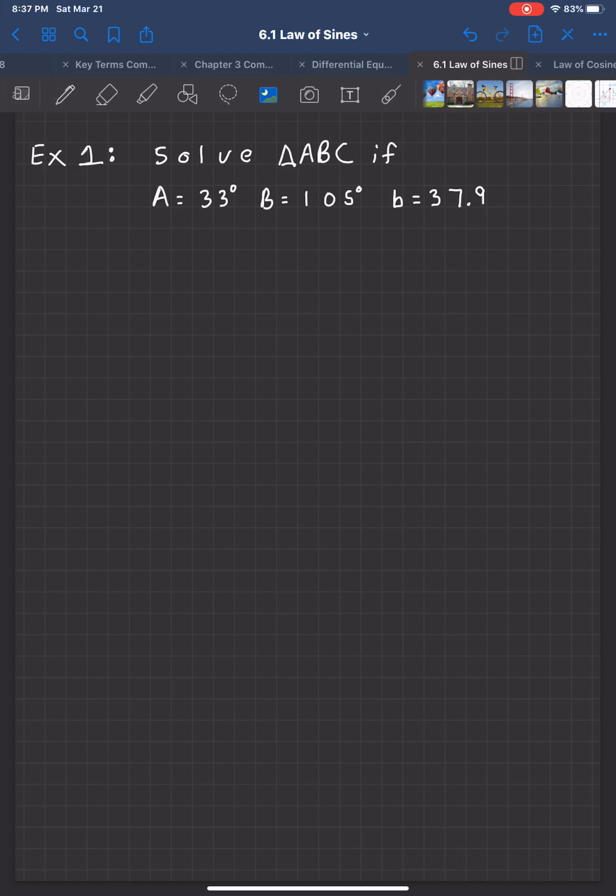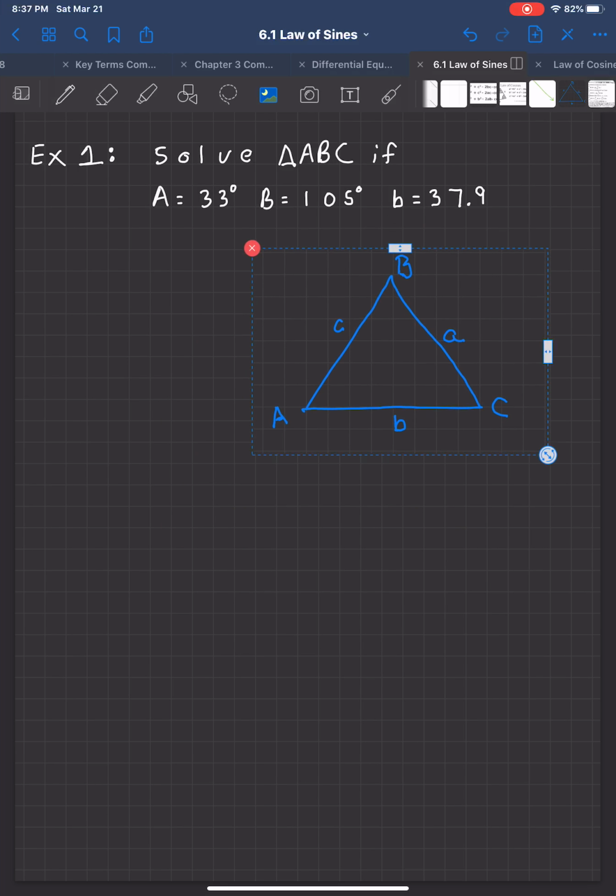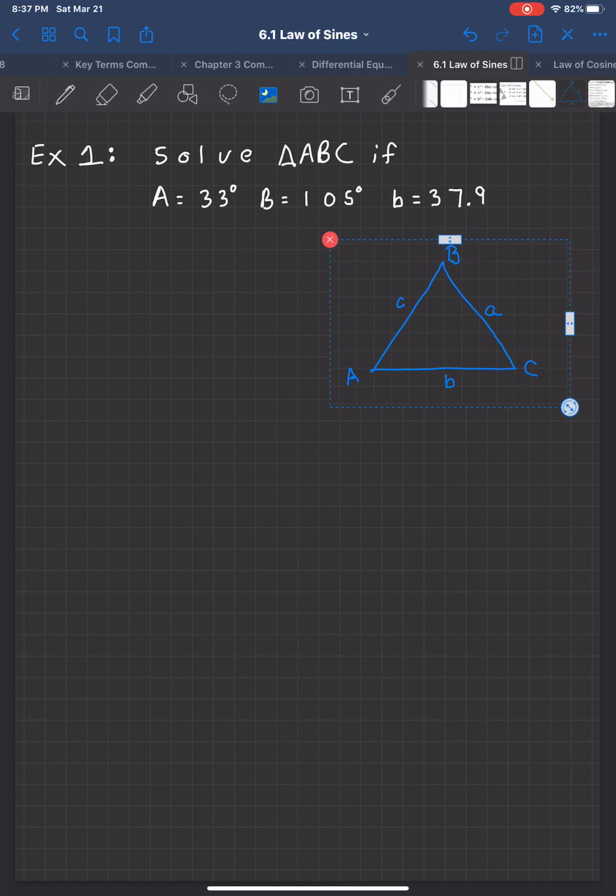Now hold on for a second. Where are all my pictures? There we go. So until you get good at this, your best bet is to always start by just drawing a random triangle.